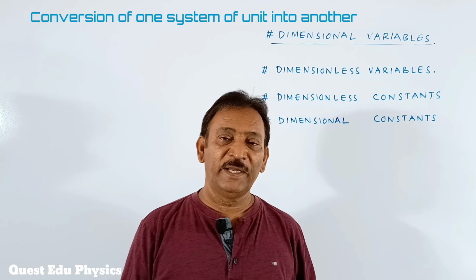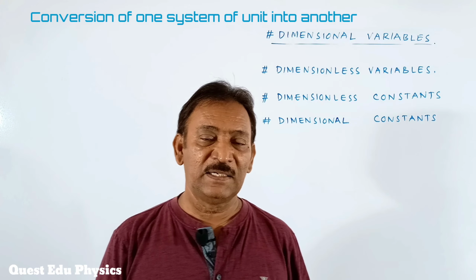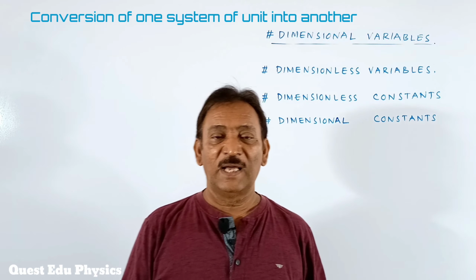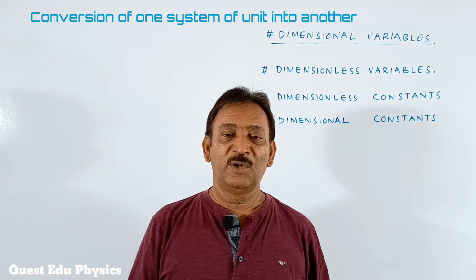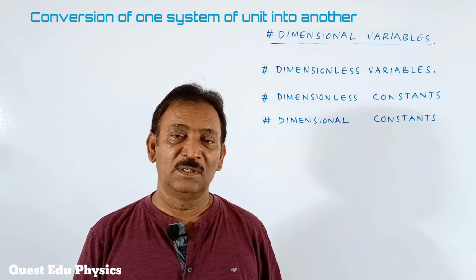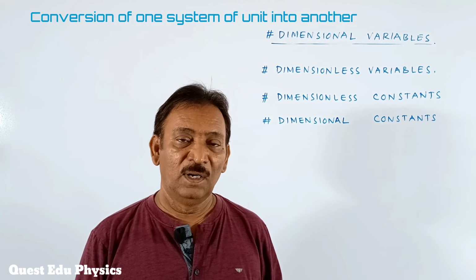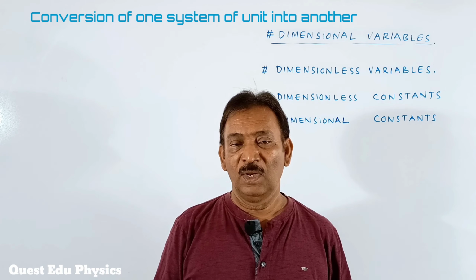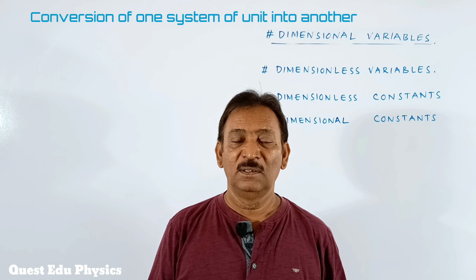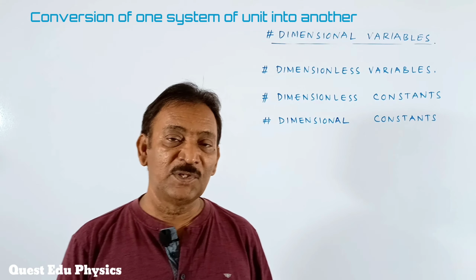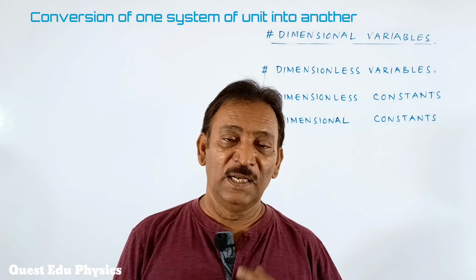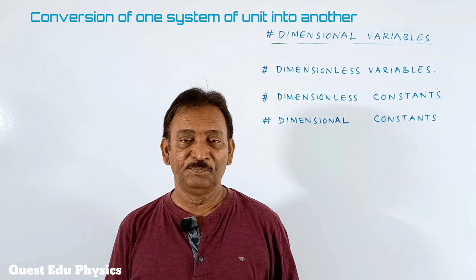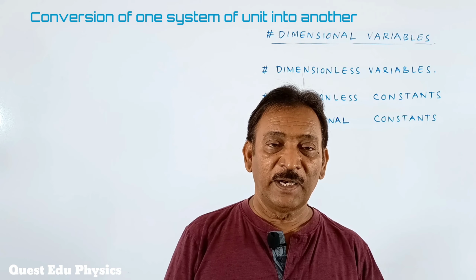For example, take the dimensional formula of velocity. As you know, velocity is written as M^0 L^1 T^-1. Here the power of M is 0, that means the dimension of mass is 0. For L the power is 1, which is the dimension of length, and T has a negative dimension, that is minus 1. Here we will go further into the topic.